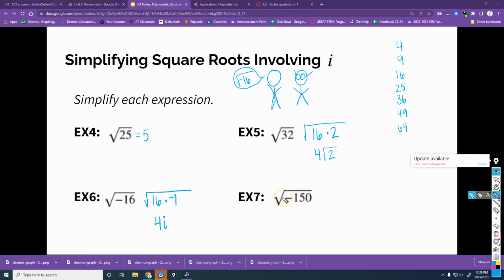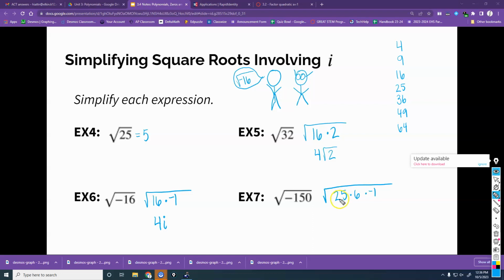Let's look at 7, which is a little more complicated than 6, because do we know the square root of 150? No, it is not a perfect square, but we can break it down. So if we break it down, which one of these numbers would go into 150? 25. We could do 25 times 6, and then I'm going to put times negative 1 over here.